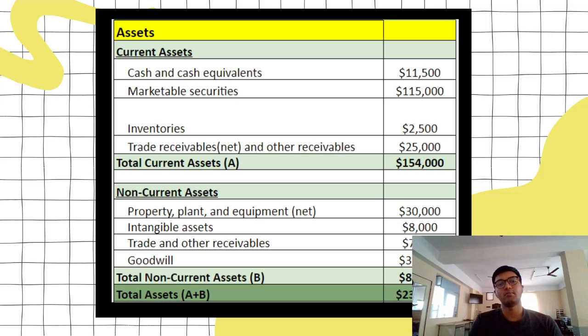So take a look at this example. The total current assets plus the total non-current assets will be equal to my total assets. Current assets will include cash and cash equivalents, market securities, inventories, trade receivables, and then property, plant and equipment, intangible assets, trade and other receivables, and goodwill. The total of it is total assets.